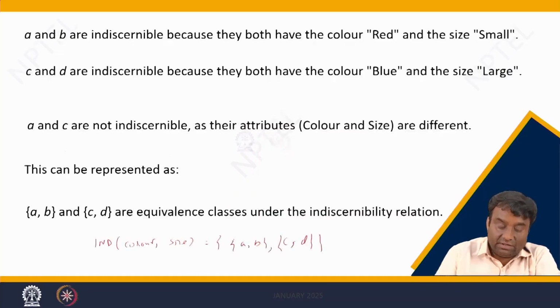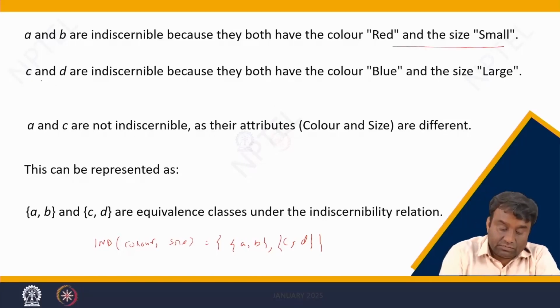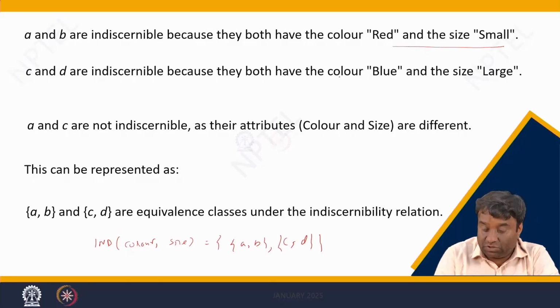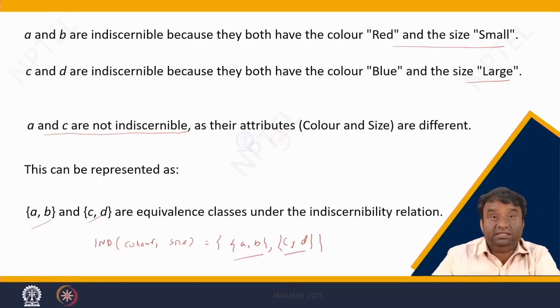So here you can see that A and B are indiscernible because they both have the color red and the size small. C and D are indiscernible because they both have color blue and size large. A and C are not indiscernible as their attributes are different. So this can be represented as {A, B} as one equivalence class and {C, D} as another. So the indiscernibility of color and size is {A, B} as one group and {C, D} as another group.